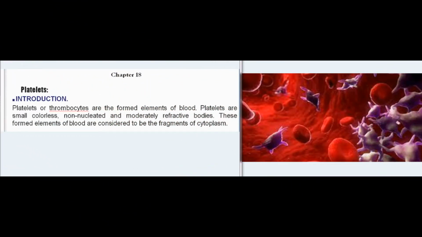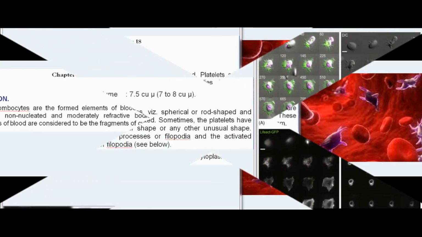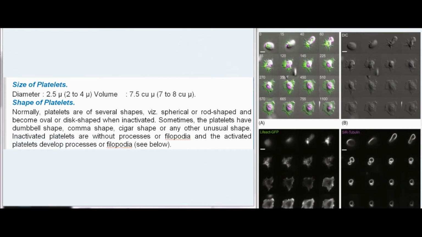Chapter 18, Platelets. Introduction. Platelets or thrombocytes are the formed elements of blood. Platelets are small, colorless, non-nucleated, and moderately refractive bodies. These formed elements of blood are considered to be fragments of cytoplasm. Size of platelets: diameter 2 to 4 microns, volume 7 to 8 cubic microns.